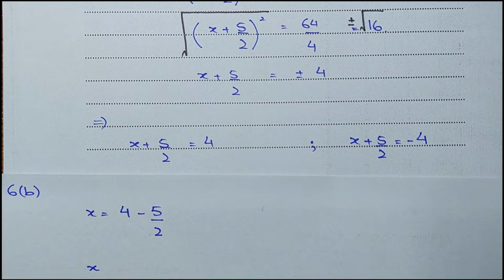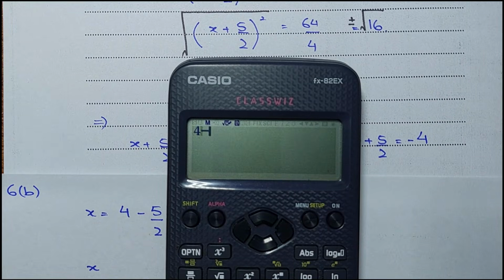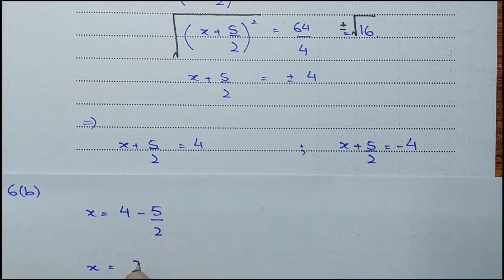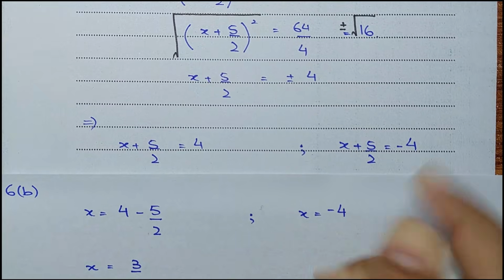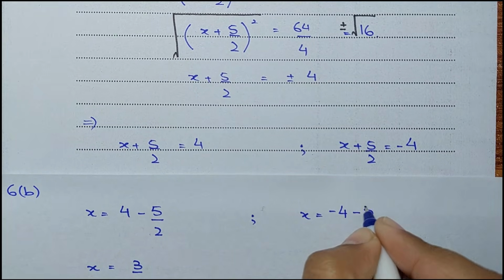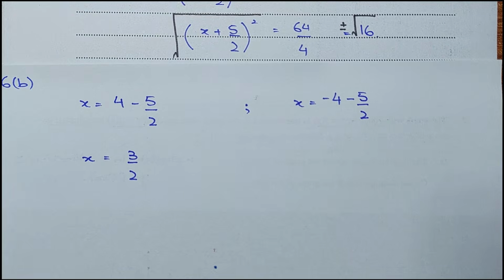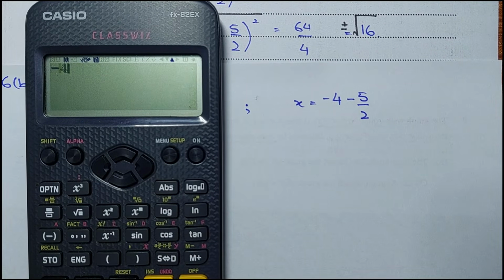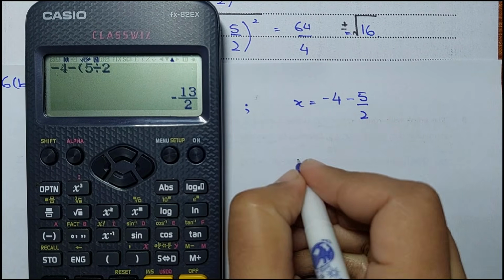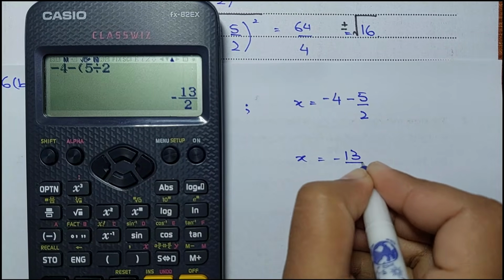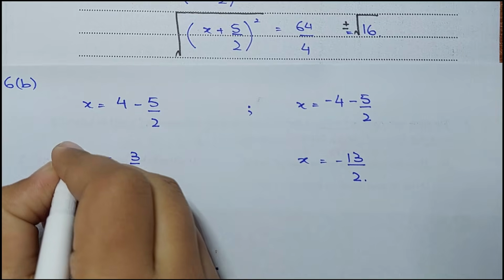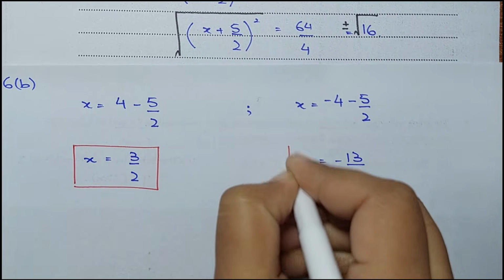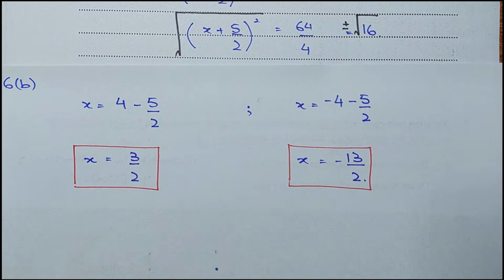And what is the value for x? 4 minus 5/2 is 3/2. And on the other hand, we have x = −4, and shift this to the other side, it is −5/2. Minus 4 minus 5/2 is negative 13/2. So these are the two values for x for this equation, which are 3/2 and −13/2. These are the two solutions.